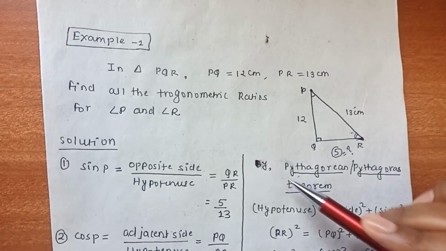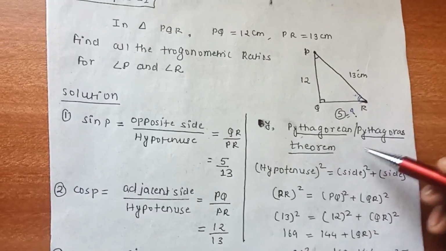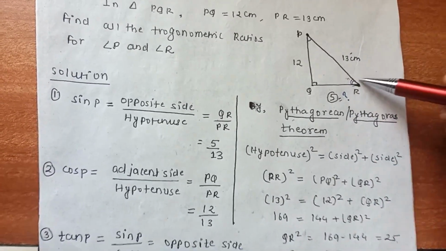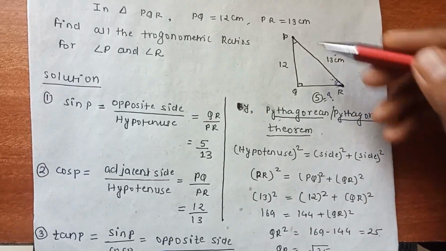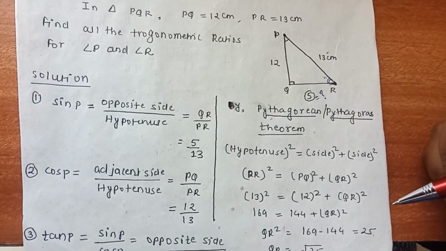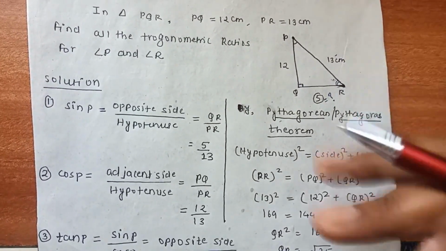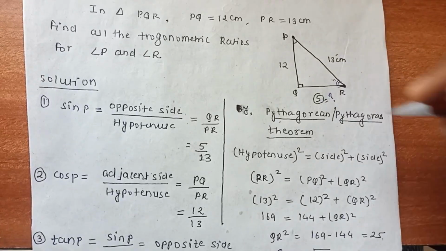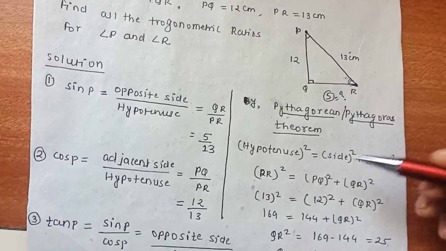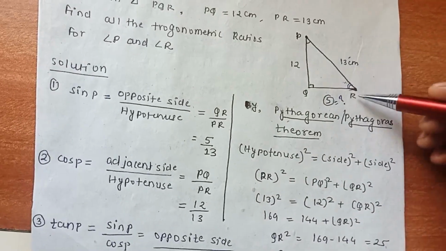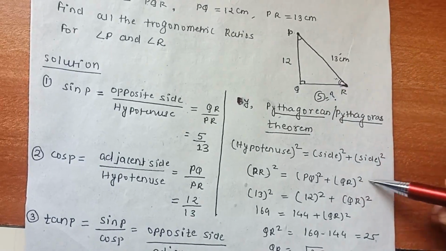Now I have used the Pythagorean theorem, or you can say Pythagoras theorem. So it is hypotenuse square is equal to side square plus side square. See, some books use base square plus perpendicular square and all kinds of things, but it is a little confusing for you people. So side and side, that's quite synonymous. So use that formula only. Hypotenuse square is equal to side square plus side square. So I used it here. Now hypotenuse is my PR, so PR square is equal to PQ square plus QR square. I have done it.